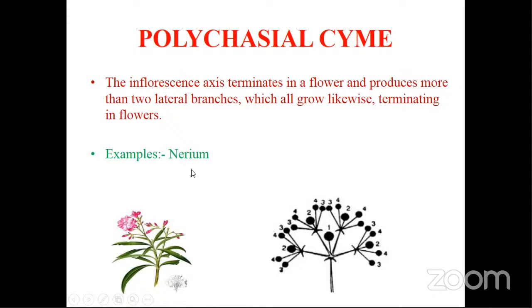In Nerium, that is ganneru, we often see very clearly that bunches of flowers are present. Many flowers are present in bunches because of the polychasial cyme. That means each time more than one branch is produced. So it is called polychasial cyme.